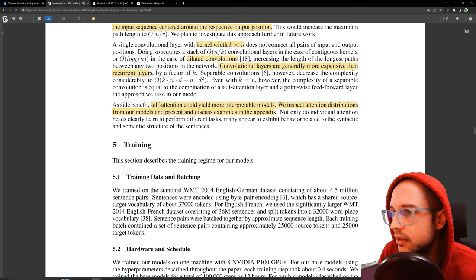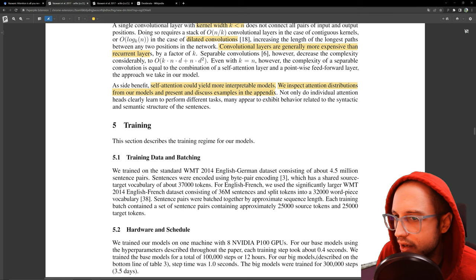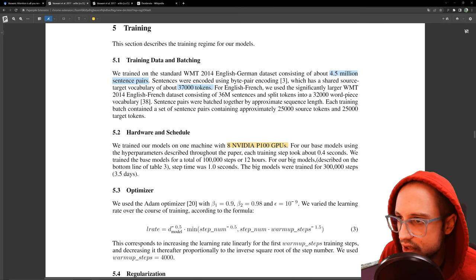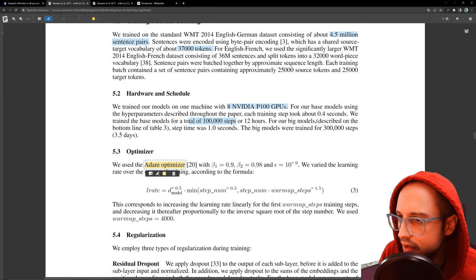Okay, so they're basically training on this giant data set. It's not even giant; this is actually pretty small nowadays. 4.5 million sentence pairs, 37,000 tokens. They used 8 NVIDIA P100s, so this is the kind of server rack that we saw. Each training step takes 4 seconds, for a total of 100,000 steps. And good old Adam optimizer.